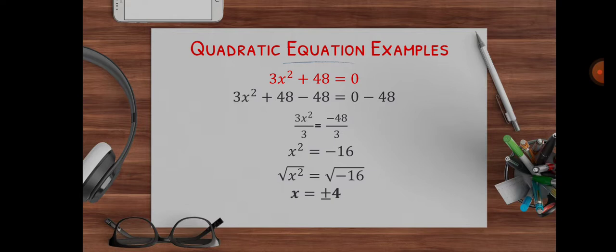So the next step is to remove the 3. How can we remove the 3? Simply divide by 3 under the 3x squared and the negative 48, both sides. So here is the result: x squared equals negative 16. So negative 48 divided by 3 is equal to negative 16.